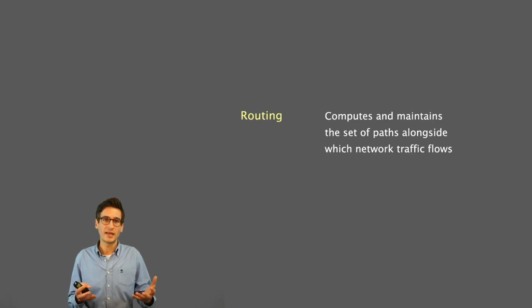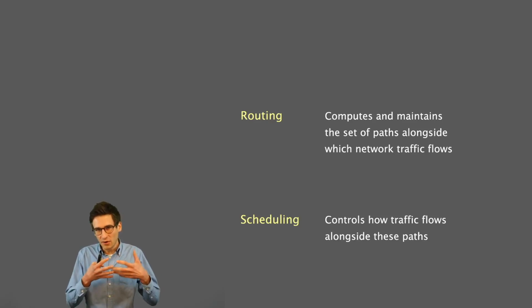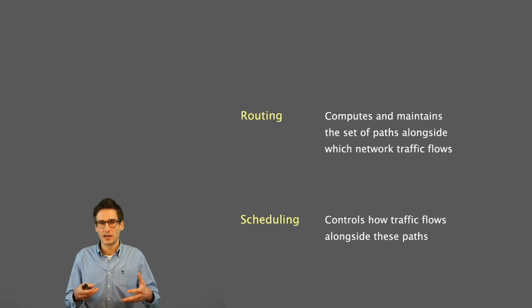So routing is the process of computing and maintaining the set of paths alongside which we forward traffic in our network. That's routing. Scheduling is the process of controlling the packets that are flowing alongside these paths. So as I said, these two processes are fundamental in our networks today. But I would still argue that they are limited in different ways and across different dimensions.